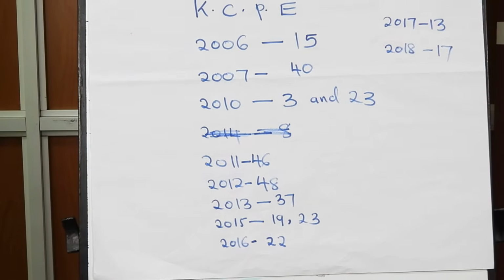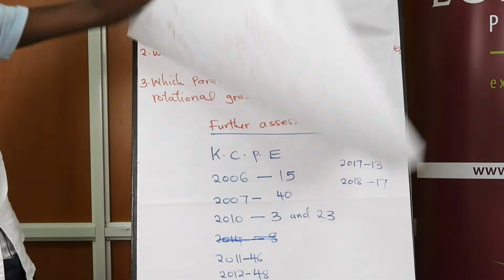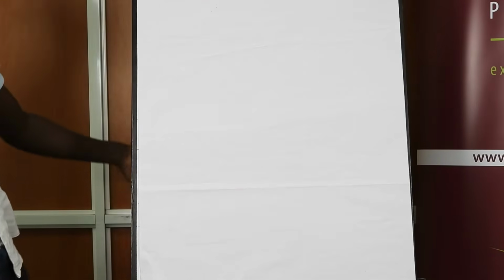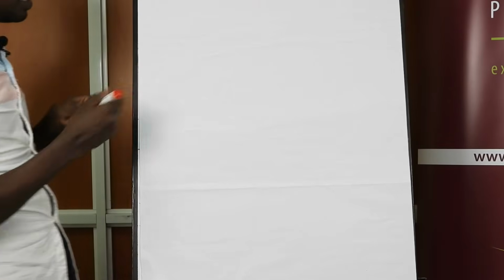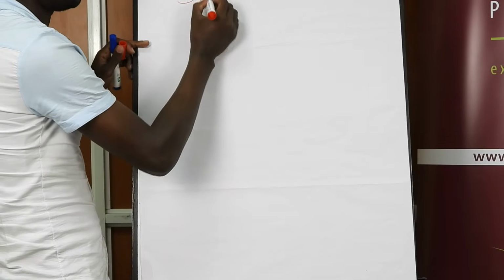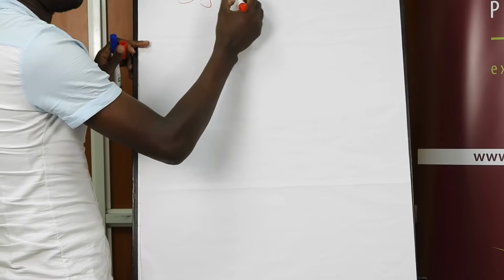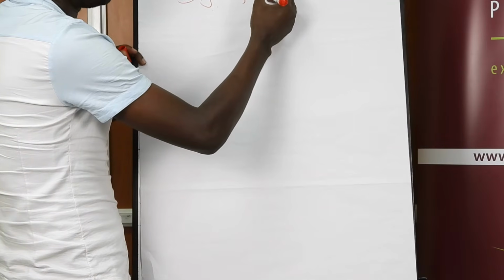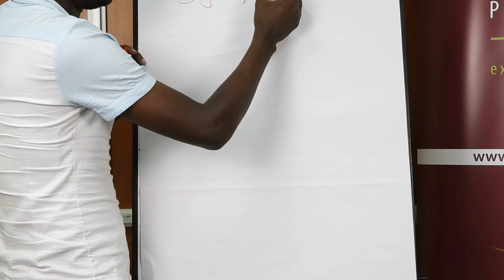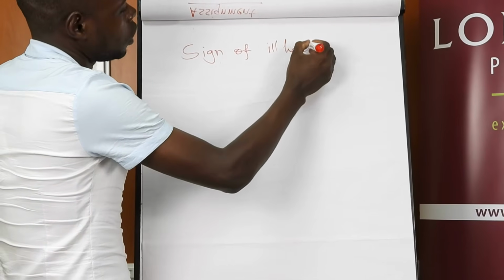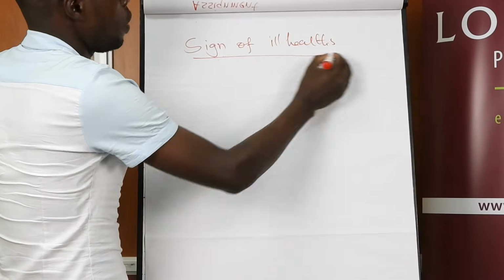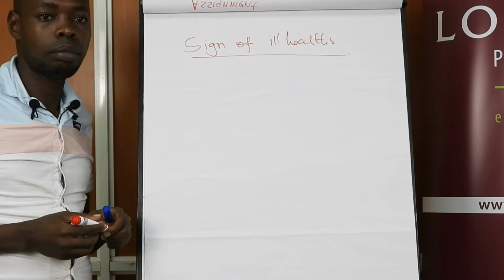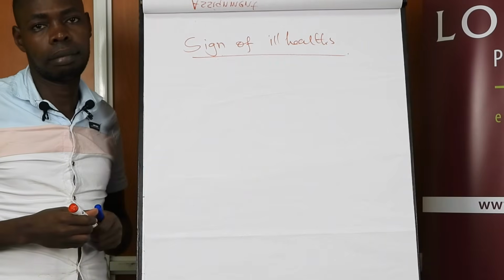Then, before I take you to the final part, I want us to look at the signs of ill health in animals attacked by the parasites. What are those signs? The following are the signs.